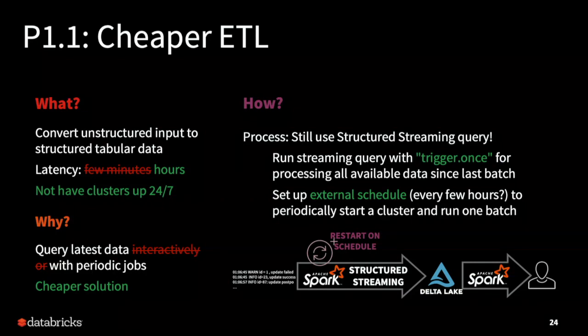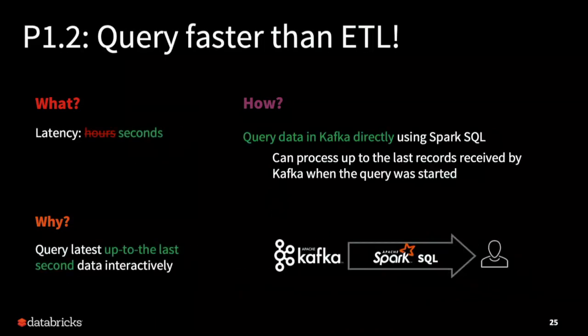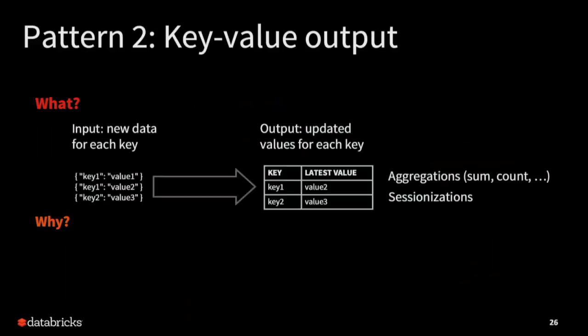And this can be much cheaper. If you don't care about minute scale latencies, if you're okay with hours, this is much better. And then on the flip side, if you want even lower latency, where you want to query up to the last second data, in some cases you can actually query the source directly. For example, for Kafka, you can run batch jobs using Spark directly on Kafka. So you can just run your batch queries directly on Kafka, and it will just read data up to the last second in Kafka and give back results. So that's the third way of doing interactive queries on structured data from ETL jobs.